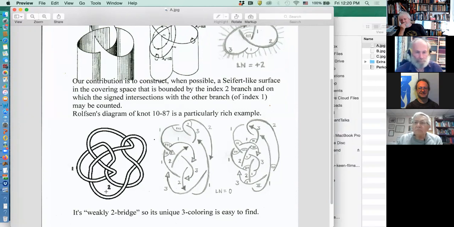But you can also, starting at that same crossing, instead of putting the top in copy 3, put it in copy 2 and the bottom in copy 3.